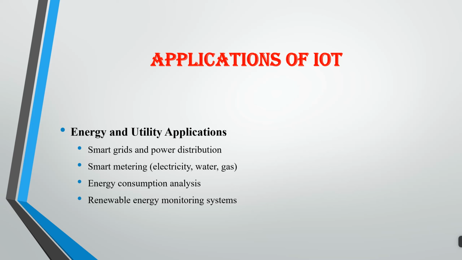At the same time, we have smart metering systems: for electricity, for water, and for gas. Nowadays, Smart City has this particular plan also, an IoT-based smart metering system for gas. Currently, Tumkur district is the one, wherein Tumkur city is having a smart metering system for gas, where everything is controlled by IoT. Then, energy consumption analysis and renewable energy monitoring systems. These are all the various applications of IoT when it comes to energy and utility applications.